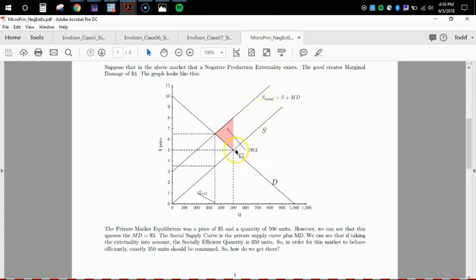We show it simply by considering that the product has marginal damage, or what we called in class marginal external damage. Here, that marginal external damage is $3, as we can see. And we'll notice that the social supply curve is shifted up from the private supply curve by exactly $3. And we can see that when we do this, we have a deadweight loss triangle here.